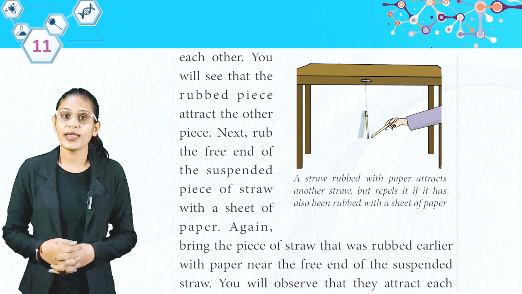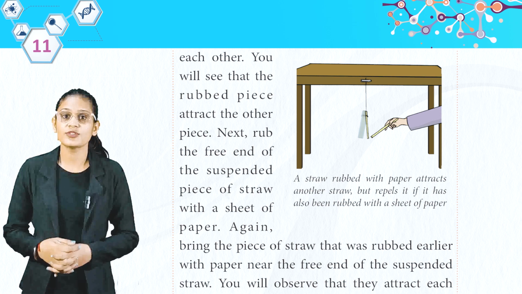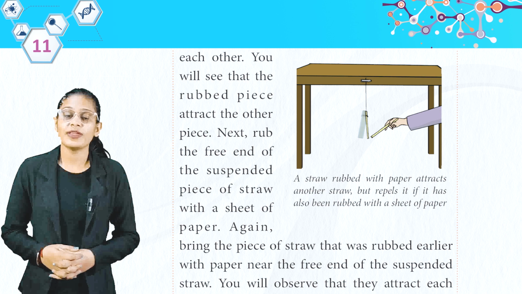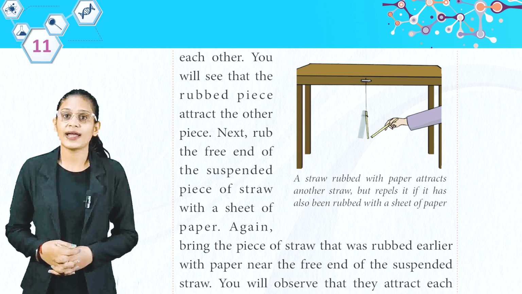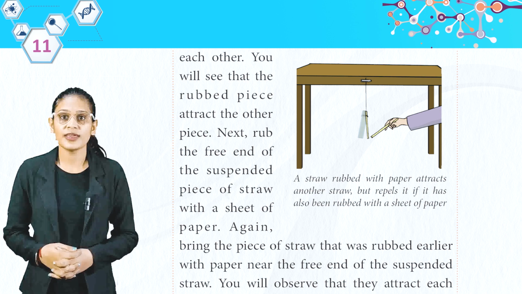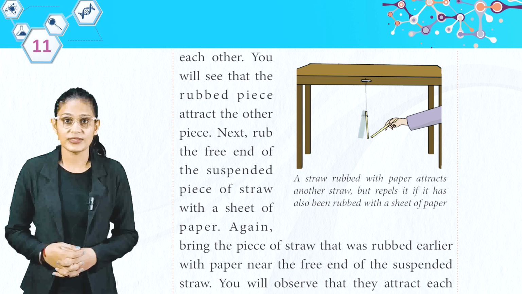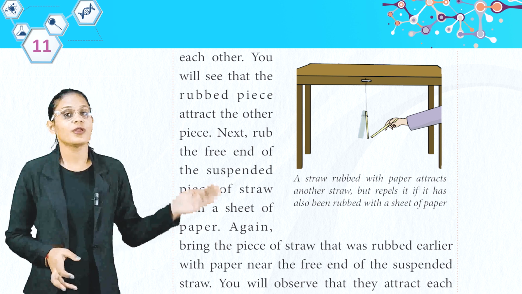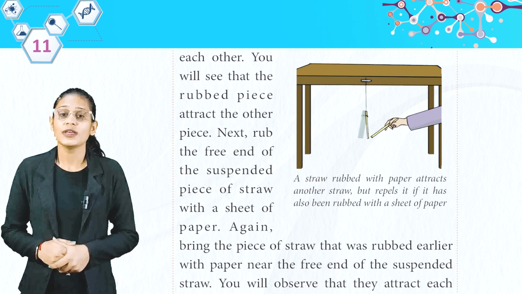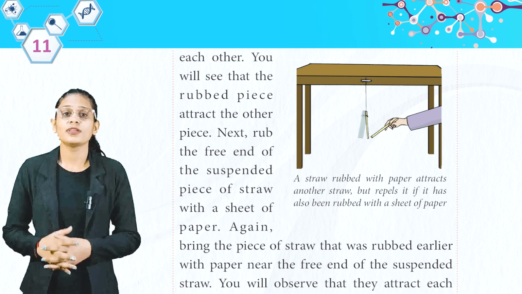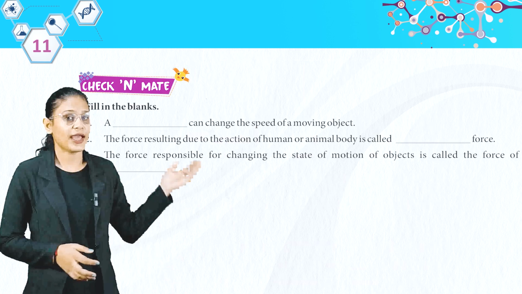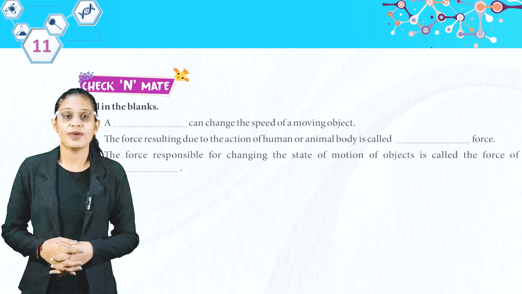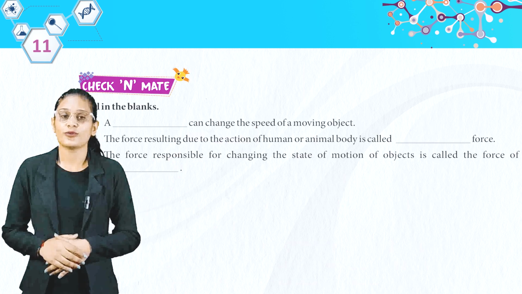Next, rub the free end of the suspended piece of the straw with a sheet of paper. Again, bring the piece of straw that was rubbed earlier with paper near to the free end of the suspended straw. You will observe that they attract each other. So students, you can perform this activity by yourself. It's very easy. You can perform it at your homes also. Here we have Check and Mate. You can do it by yourself as we already read about these things.